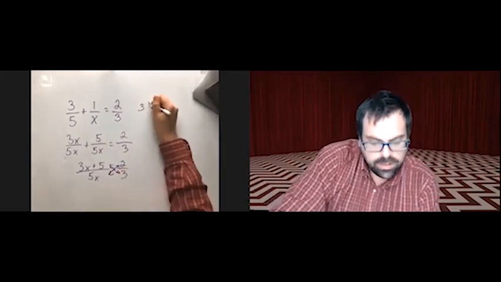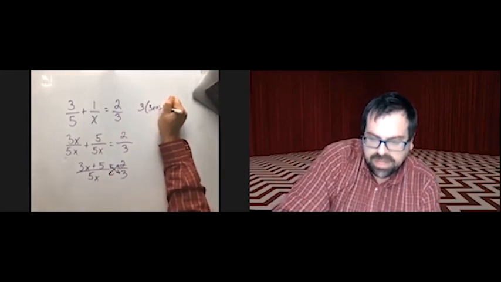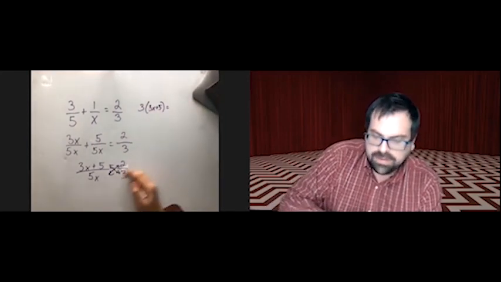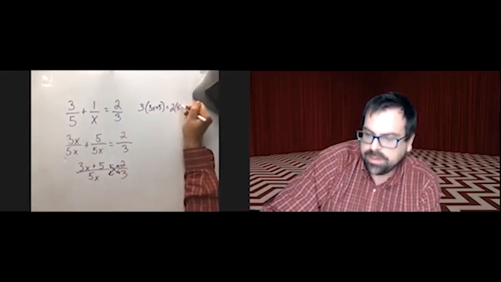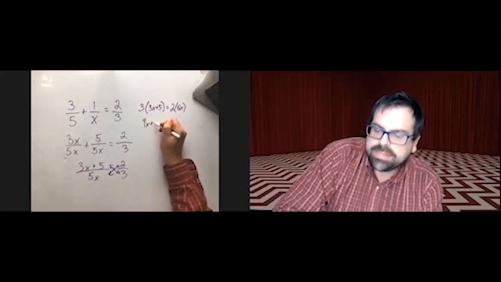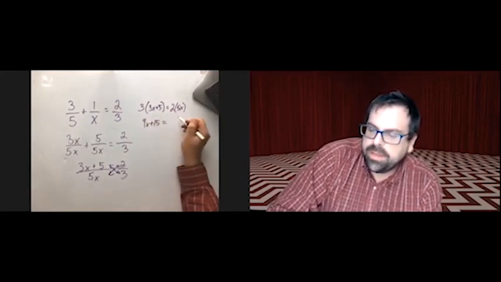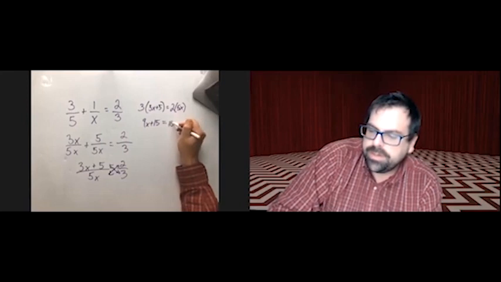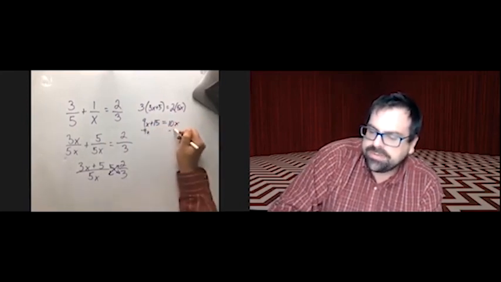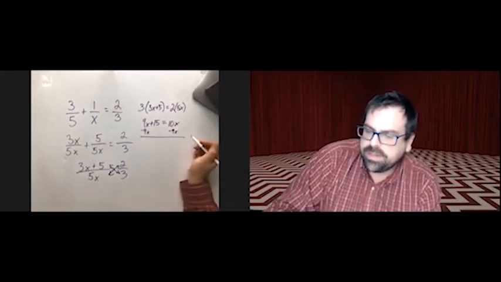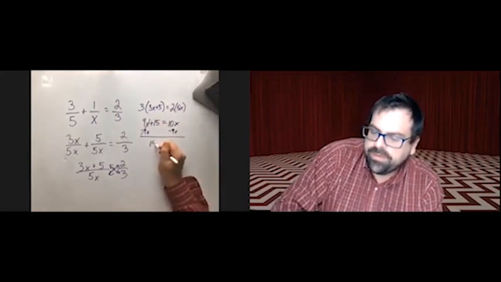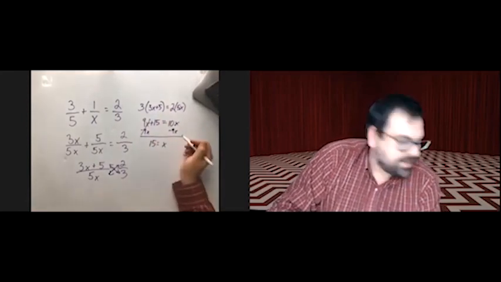3 times 3x plus 5 equals 2 times 5x. Distribute: 9x plus 15 equals 10x. Subtract 9x from both sides. 15 equals x.